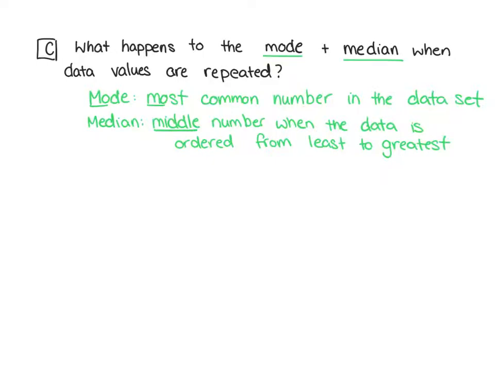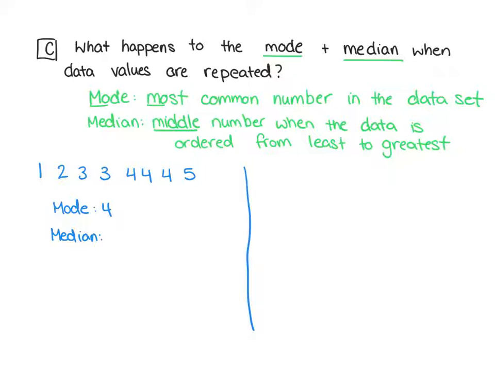So they ask us to make up our own data set to show that this is true. If I come up with a set of data that is 1, 2, 3, 3, 4, 4, 4, 5, my most common number, or my mode, is going to be 4 because there are three 4s, two 3s, and everything else has one. So my mode is 4.